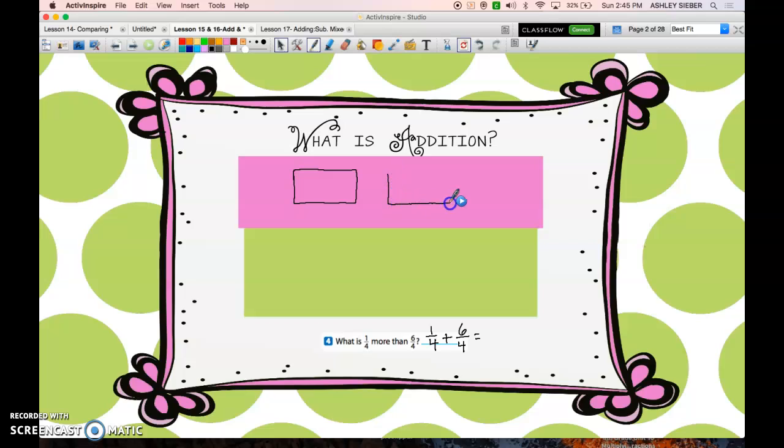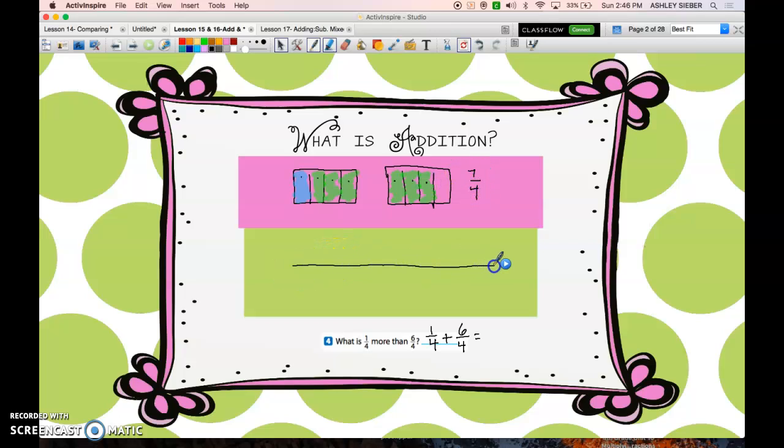I'm going to show you the picture in the pink and the number line in the green. So my denominator is 4, so I'm going to split up my whole into 4 parts. I'm going to show 1/4 and then 6 more fourths. 1, 2, 3/4, 4/4, 5/4, 6/4. So altogether I have 1/4, 2/4, 3/4, 4/4, 5/4, 6/4, 7/4.